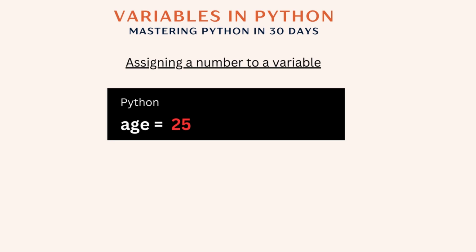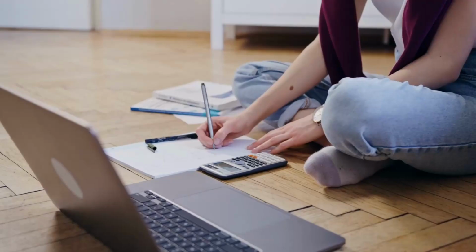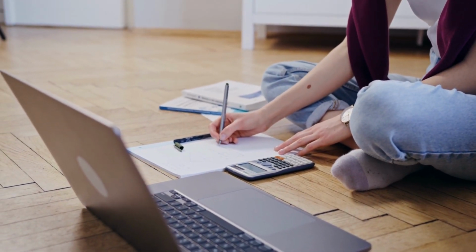For instance, we can assign a number to a variable like this. Now, the variable age holds the value 25, which can represent someone's age. We can perform various operations on this variable, like adding, subtracting, dividing, and so on, and Python will handle it effortlessly. That's the beauty of Python, its simplicity and flexibility.